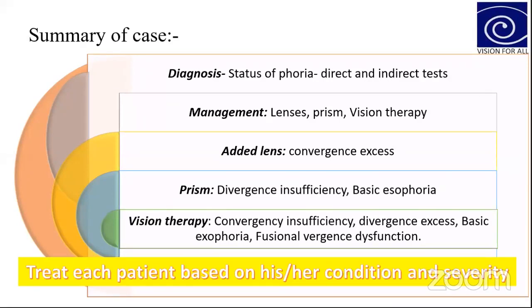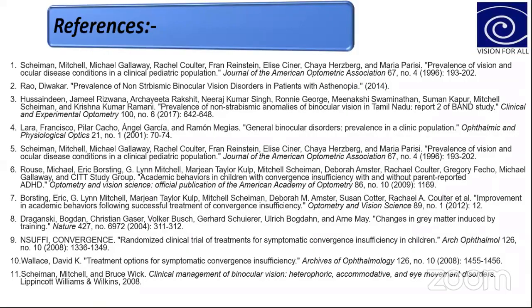Okay. So first, look at whether the patient has the symptoms, whether the patient has the severity for this or not, whether availability is there or not, and whether the patient comes for the vision therapy or not. Otherwise, you have to look for an alternative therapy. So treat each patient individually. Okay, so now, thank you.